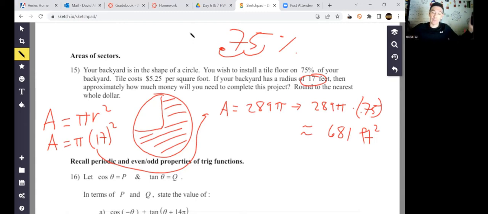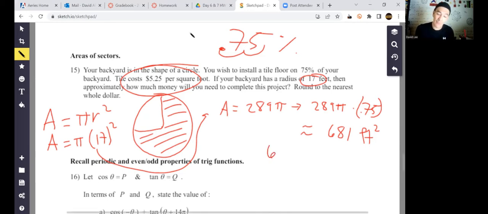It's a big circle, right? Like a parking lot for a few cars. But then what's the goal? The goal is how much money for this project. Now they're saying that it's $5.25 for every individual square foot. Like they probably sell it like a little square tile. And you just got to put it in your car and take it to your house. But it's going to be a lot of tile because it's a big backyard.